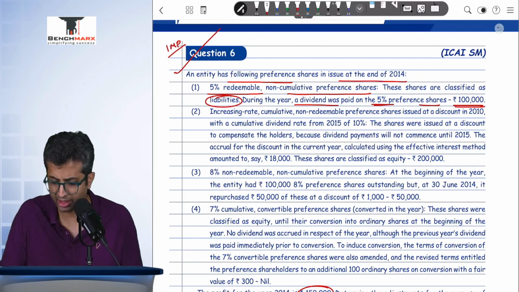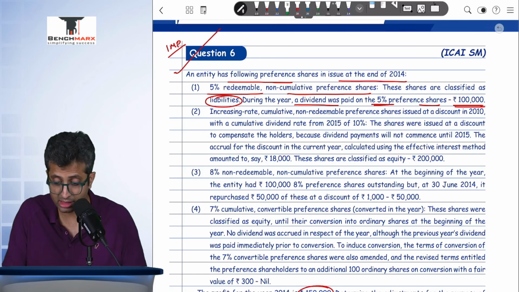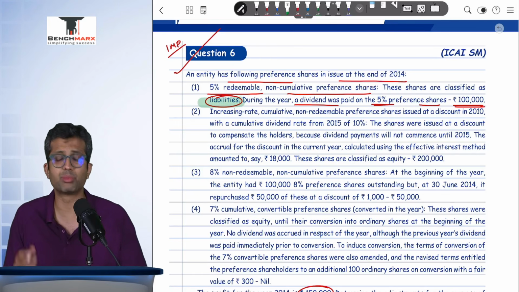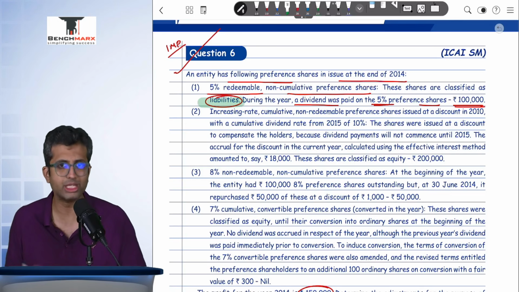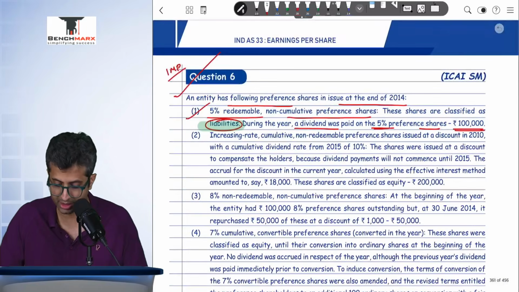During the year, a dividend was paid of 5% on these shares. Well, there are 1 lakh into 5%, so during the year, 5% preference dividend was paid. But the fact that this is classified as liability, can I say that preference dividend would have already been deducted while calculating finance cost and the net profit? And hence, do I need to deduct it again? No. And hence, there is no separate adjustment needed for the first case.